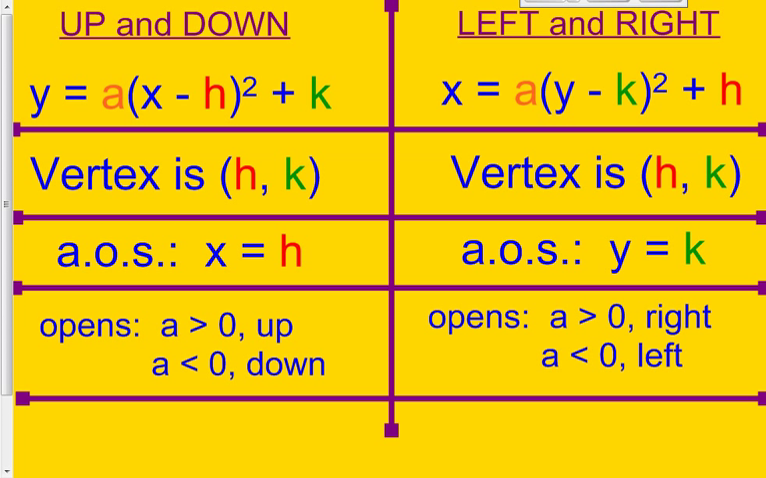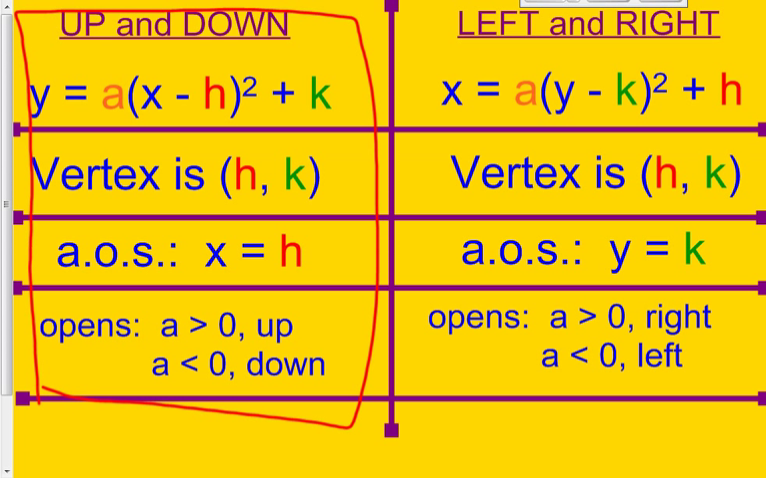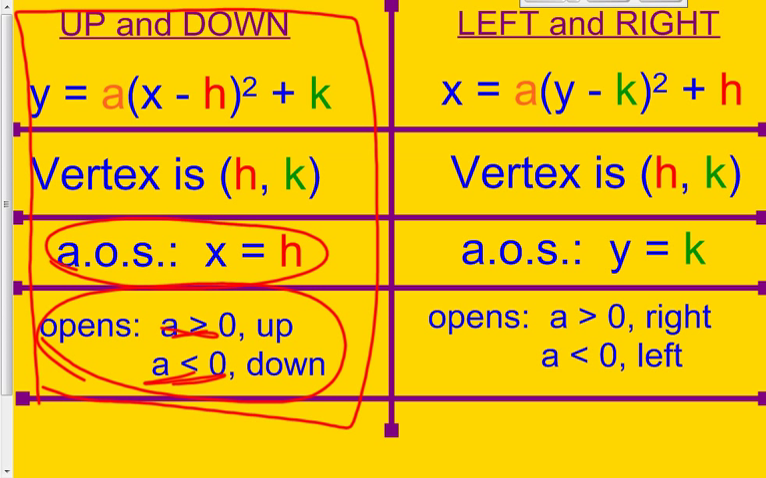So, this chart here, what you are used to is this left-hand column. You're used to the opening of up and down. If a is positive, it opens up. If a is negative, it opens down. You're used to the axis of symmetry being x equals the x-coordinate, which is h. The vertex is at (h, k), and you are used to this form, y equals a times the quantity x minus h quantity squared plus k.